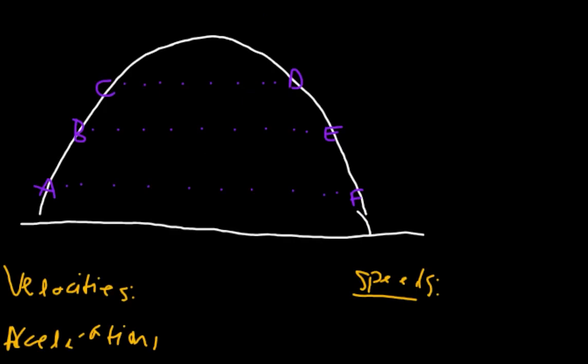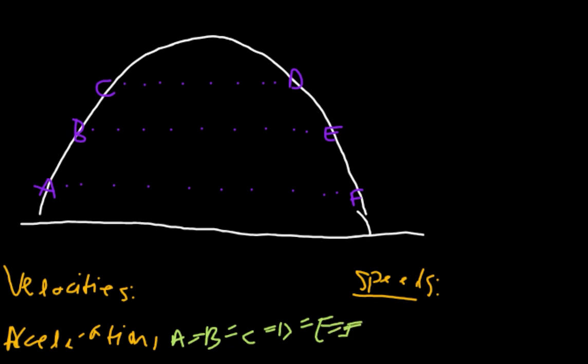So here is a parabola with 6 points, and I want you to rank the velocities, accelerations, and speeds of each of these points within a constant gravitational field. So just note that a constant gravitational field means a constant acceleration. So we remember that if we have a constant gravitational field, then the acceleration at point A is going to equal B, C, D, E, and F. They're all going to have the same acceleration.